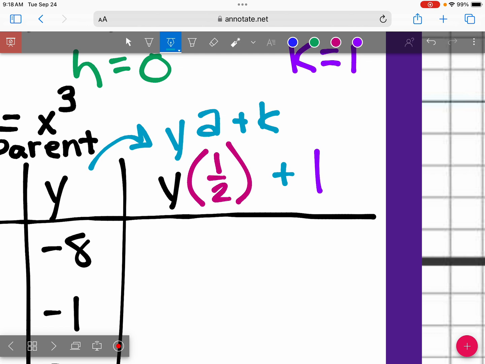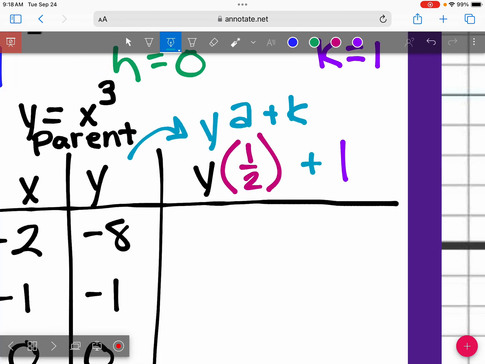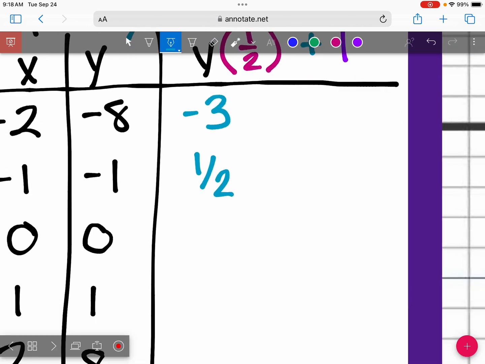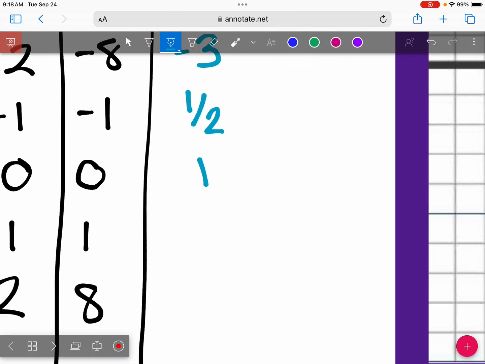So for my y's, -8 times 1/2 gives me -4, plus 1 gives me -3. -1 times 1/2 is -1/2, plus 1, it gives me +1/2. 0 times 1/2 is 0, plus 1 is 1. That one's easy peasy.